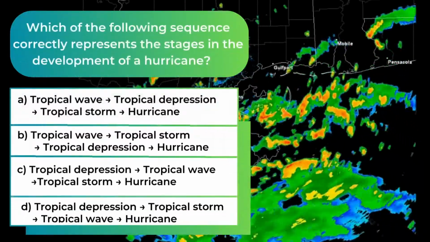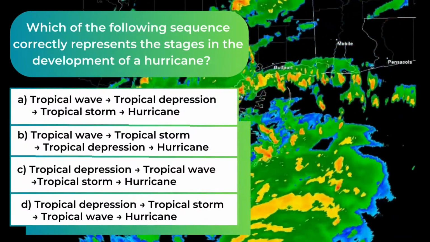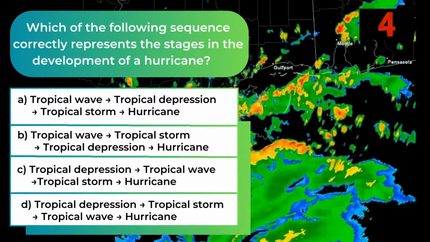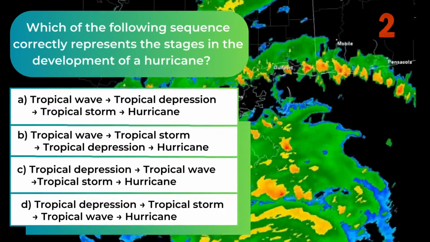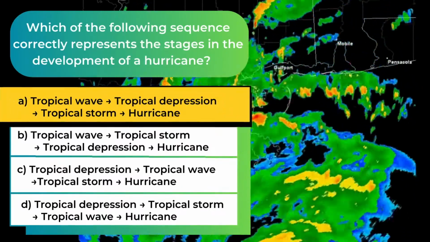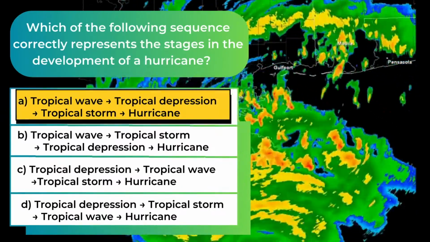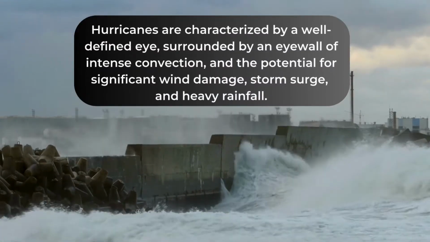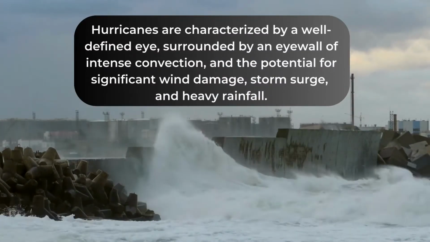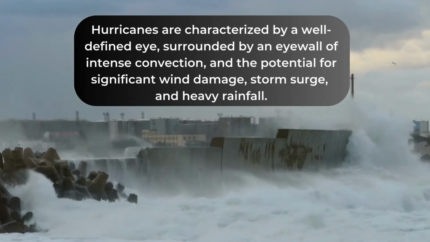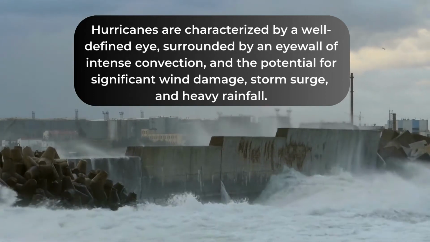Which of the following sequence correctly represents the stages in the development of a hurricane? The answer is A. Tropical wave, tropical depression, tropical storm, hurricane. Hurricanes are characterized by a well-defined eye, surrounded by an eye wall of intense convection, and the potential for significant wind damage, storm surge, and heavy rainfall.